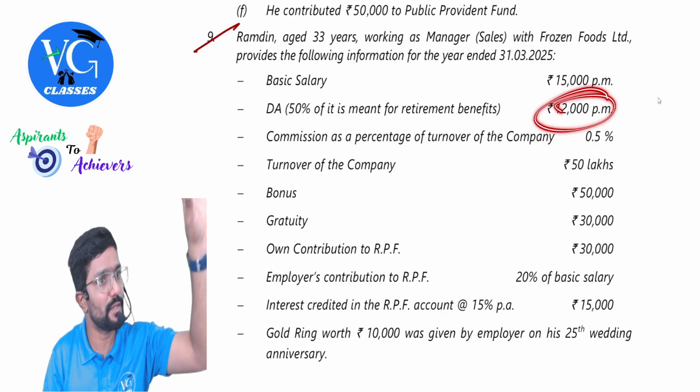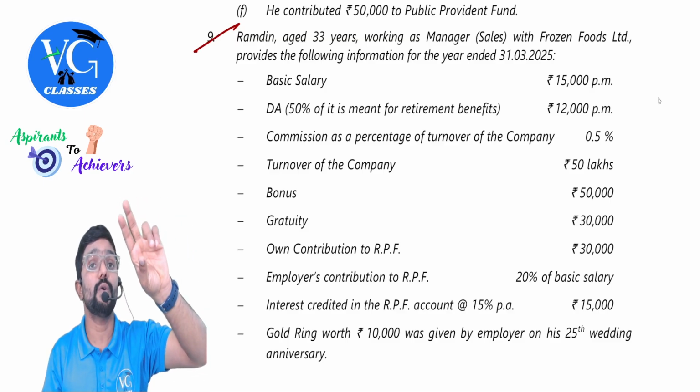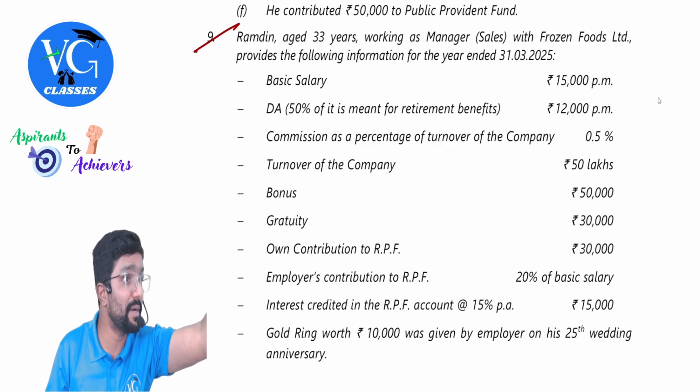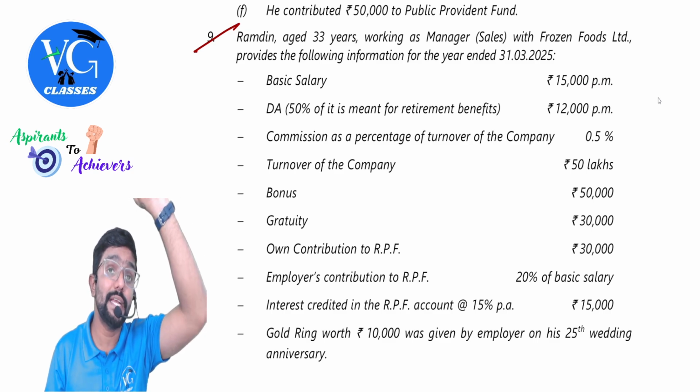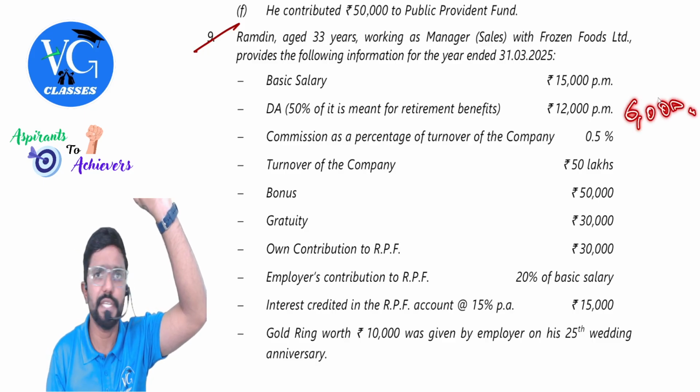See, taxable is full 12,000. But while calculating few exemptions, they would have told DA only forming part of retirement benefits. So for calculating exemptions, we should take only 6,000. Hope you are getting it.